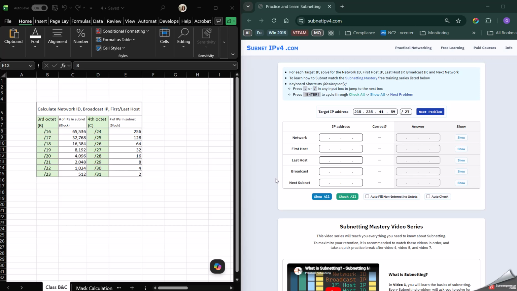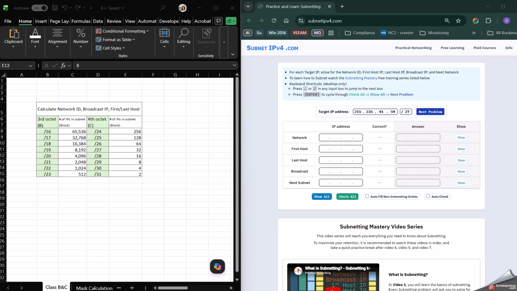If I have time, we will go into an example of how to calculate the network ID, the first and last host IPs, and the broadcast address here on the right. But I'll see how we go. So hopefully this helps someone else remember subnetting a little more easily.